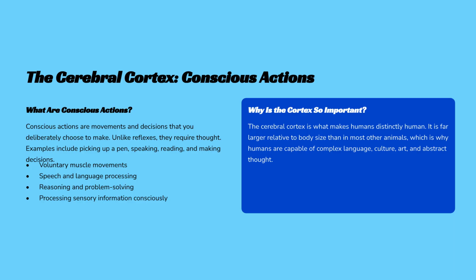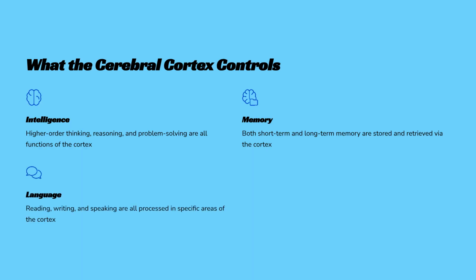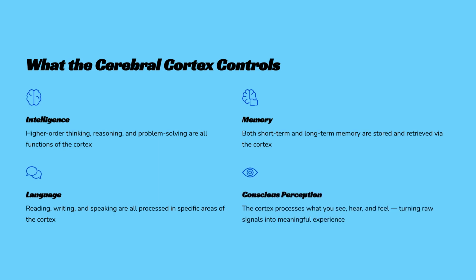culture, and abstract thought. The cortex controls intelligence, including higher-order thinking and reasoning. It manages memory, storing both short-term and long-term. It processes language, from reading to speaking, and handles conscious perception, turning raw sensory signals into meaningful experience.